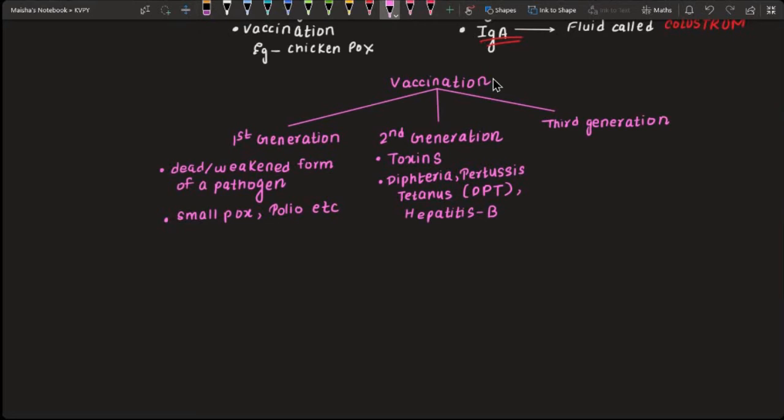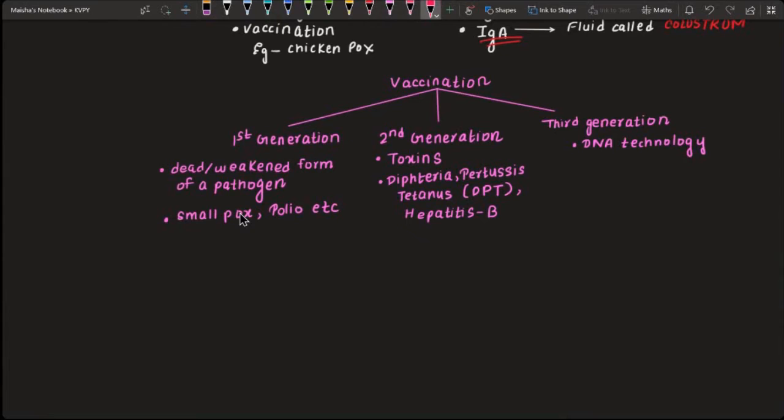Now, the third generation vaccine is the most widely accepted nowadays because it is cheap, and because it is also very efficient in conferring immunity against several diseases. So this makes use of DNA technology. You are using the genetic material of the pathogens to make this vaccine, and this vaccine has proved to be very useful.